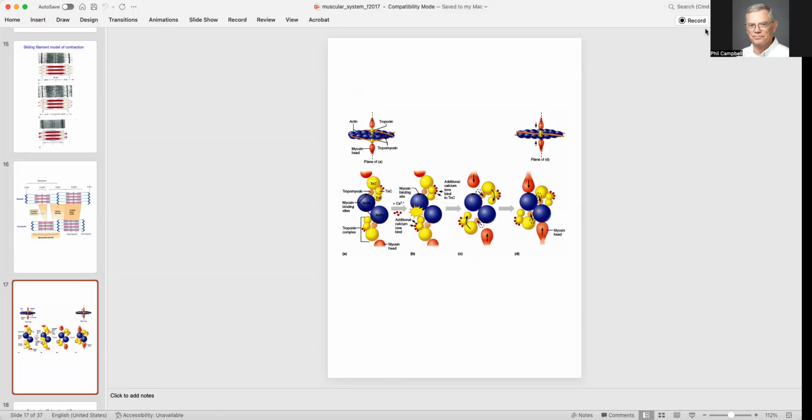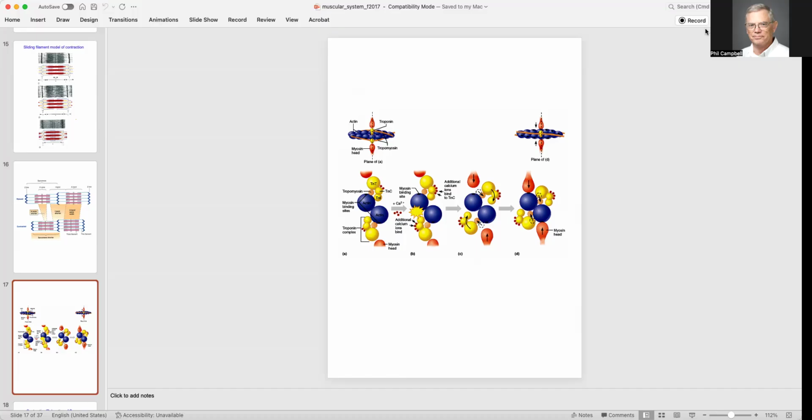It can't. Why can't it? Because there's something in the way. There's something blocking its access. So even though the myosin wants to bind to the actin, it can't gain access. This is what the troponin complex is there for. Okay? So I don't want to go into too much detail, just enough for you to understand.